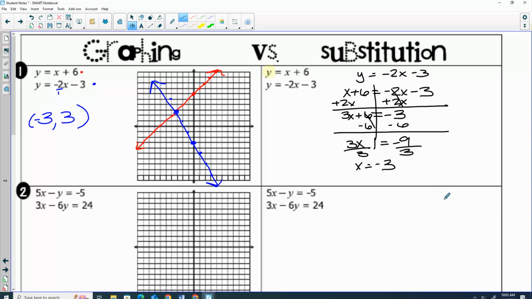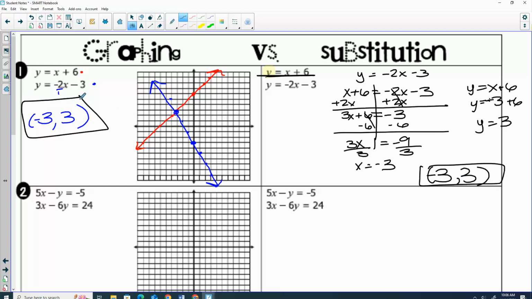That's only half my answer. How do I get my y? Y equals -3 plus 6. Very good. Go back to that first equation. We said y was x plus 6, but now we know the y is -3. So -3 plus 6 is 3. So we get -3, 3. Same answer, two ways of doing it.